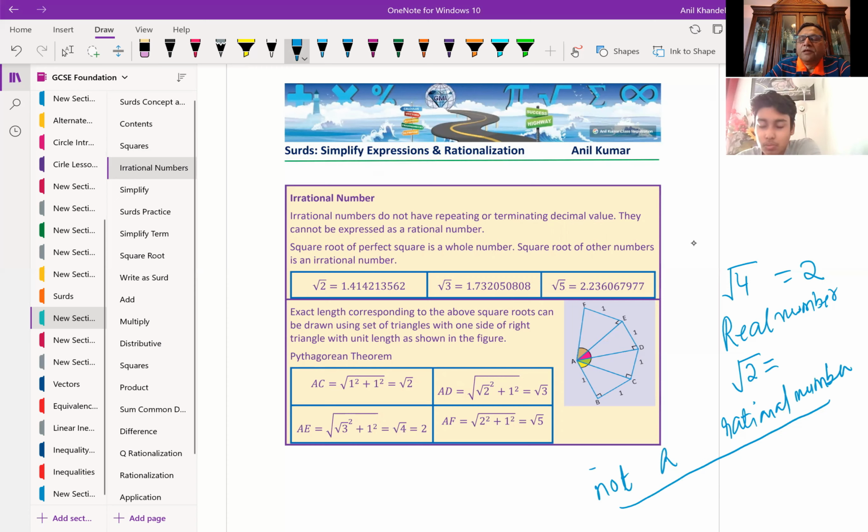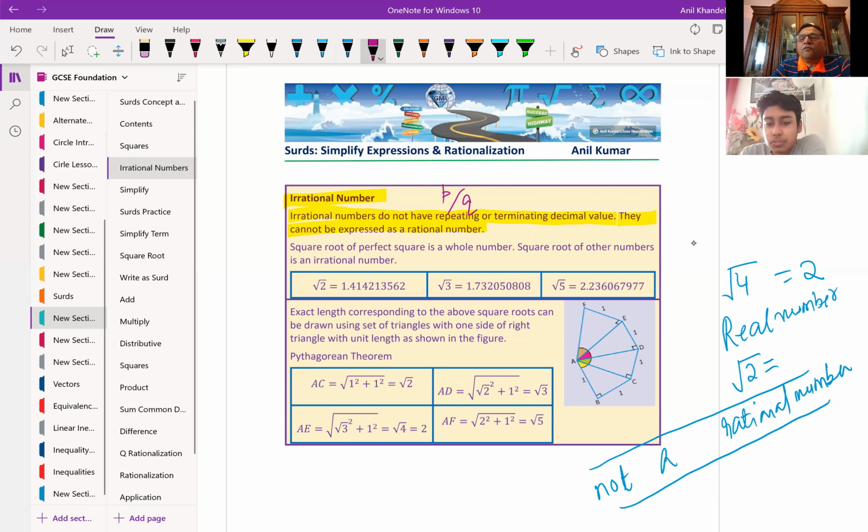Now, I have to tell you what a rational number is before getting into what is not a rational number. I'm using a term here which is called irrational numbers. Let's try to understand what irrational numbers are. Irrational numbers do not have a repeating or terminating decimal value, so they cannot be represented as a rational number. When I say rational number, it means you can write it in the form P over Q.